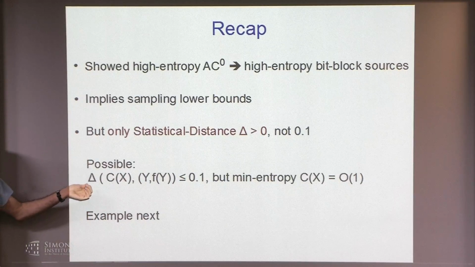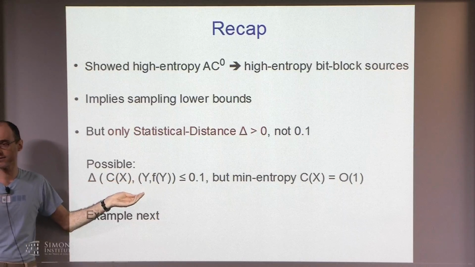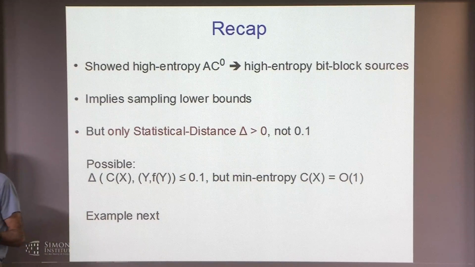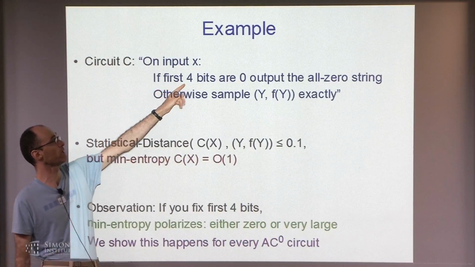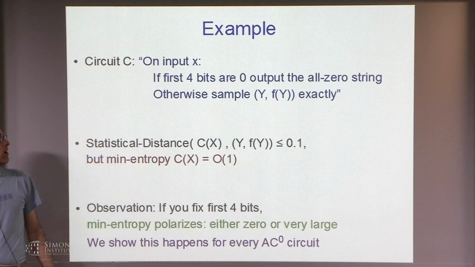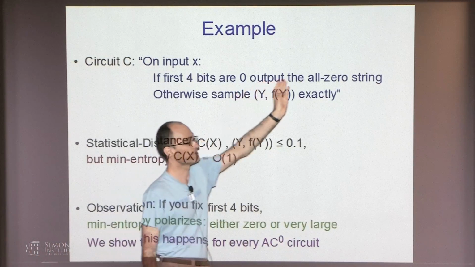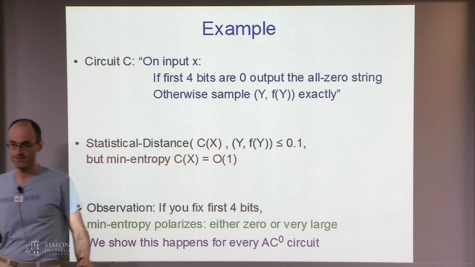Because it's possible that the circuit outputs a distribution which has a distance of, say, 0.1, but the min-entropy of C of x is constant. And let me give you an example of how that can happen. It's a very natural example. Let me consider the circuit C, which on input x, I'm just going to look at the first, say, 4 bits of the input. If they're all 0, it is going to output the all 0 string. And otherwise, it's going to sample y for y exactly.